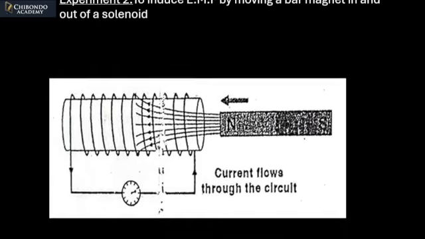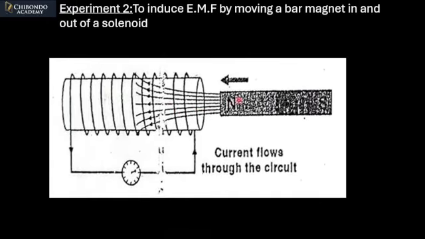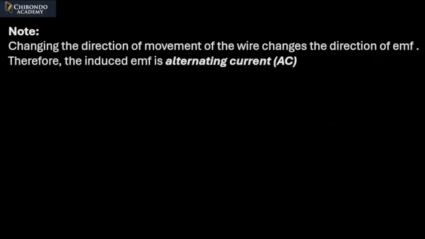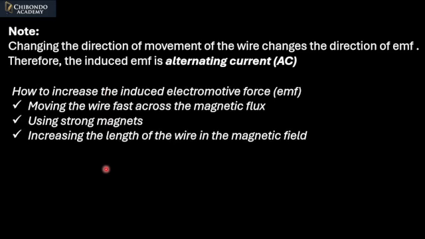You can observe that in this setup, when you bring the magnet closer, the galvanometer deflects towards the positive side. If you take it out, it deflects towards the negative side. So the electromotive force being produced is changing. It's rising, then falling, going down to the negative. So the induced electromotive force is alternating, it changes. Therefore, the current produced will also be an alternating current.